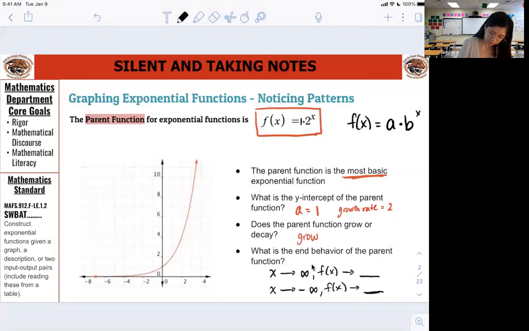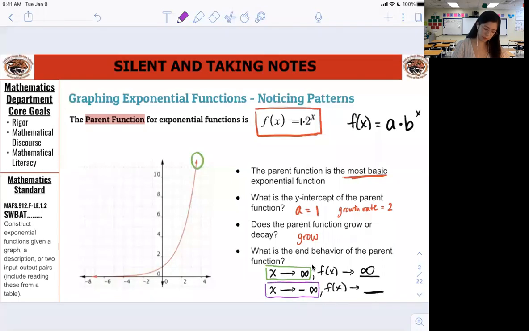Okay. So as x approaches positive infinity, where is f of x going? Infinity. Good. You got it, guys. Good job. So again, this is the right side of the graph. So over here, f of x is going up to infinity. And as x approaches negative infinity, where is f of x going?